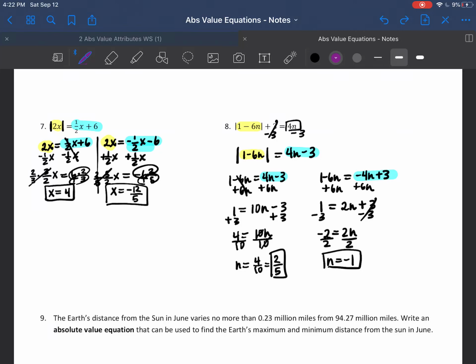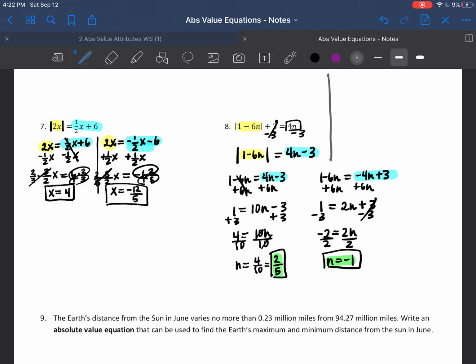All right, so now we're going to talk about what happens when you plug each of these solutions back into their original equations. So I'm going to start with number 8. On number 8, we got n equals 2/5, and we got n equals -1. And so I'm going to start by plugging in the -1.